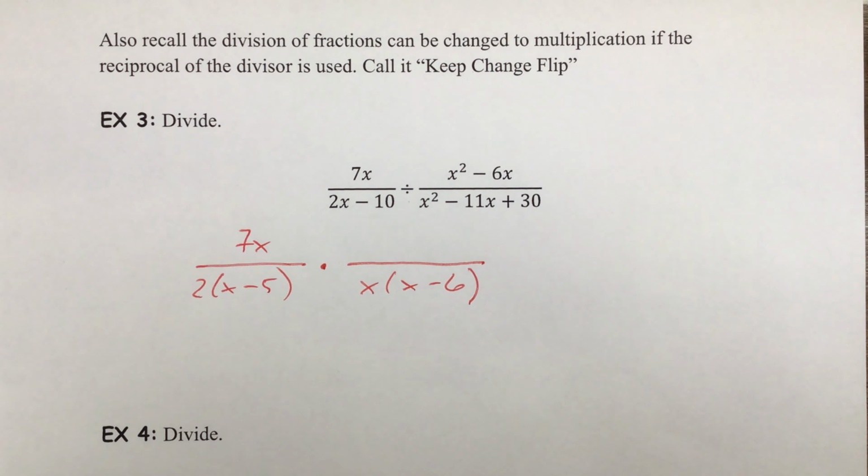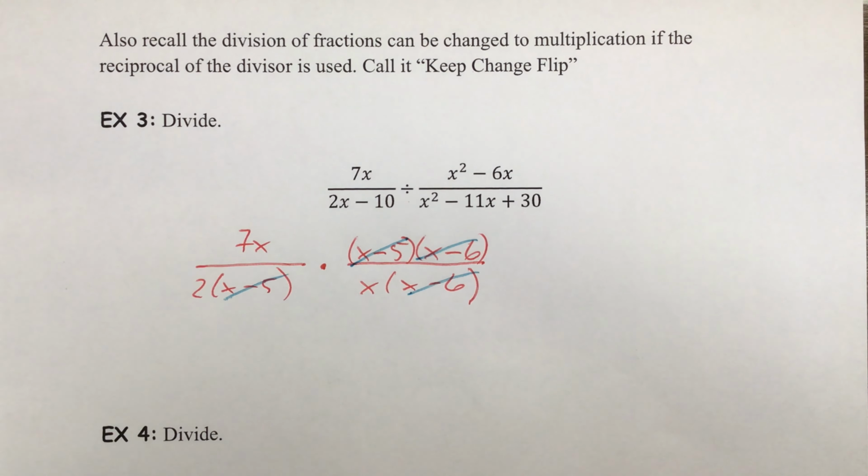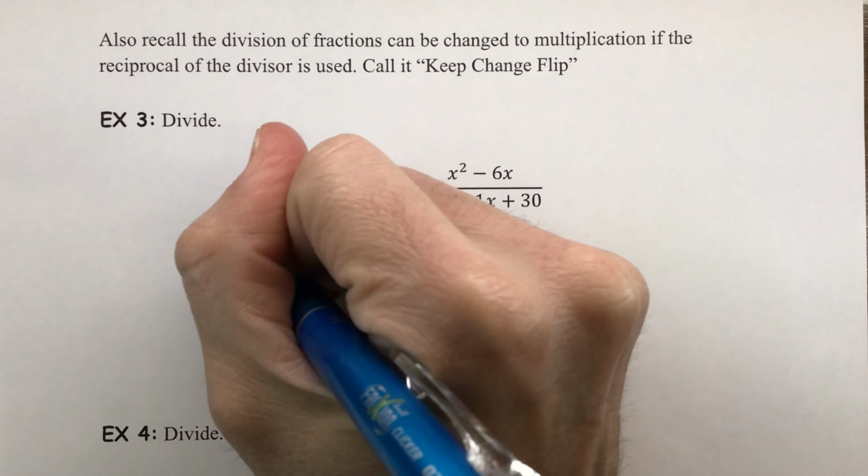Okay, now for the last part, what multiplies to give us 30, but adds to give us negative 11? That would be x minus 5, x minus 6. Okay, you need negative 5 and negative 6. All right, and then from here, you just cancel what you can, and that's it. These cancel. These cancel. You can even cancel this x with that x, and you're going to be left with 7/2.